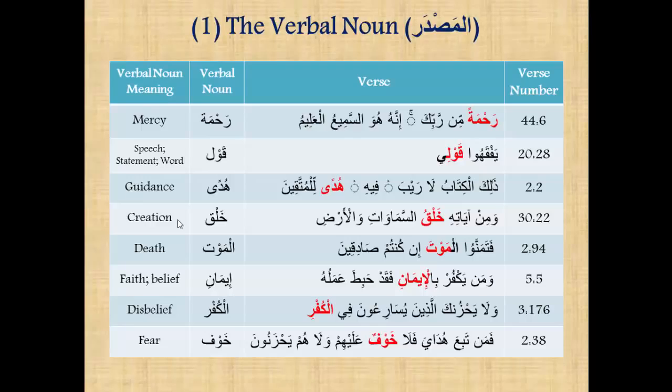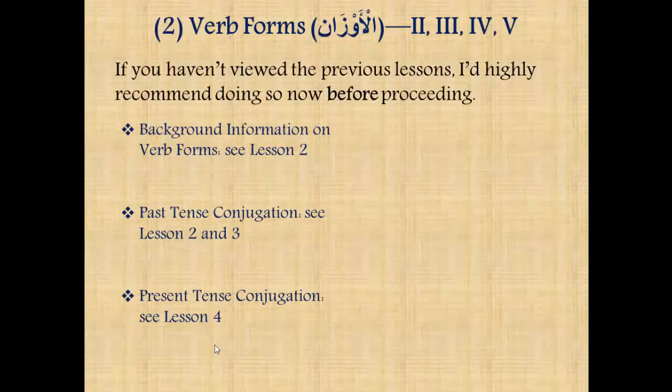What you may not have known before was that these are all verbal nouns. Rahma, qawl, hudan, khalq, maut, iman, kufr, khawf. Words like Islam. These are all verbal nouns, masadir, noun forms of their respective verbs. So that concludes our discussion of the verbal noun, the masdar in Arabic.